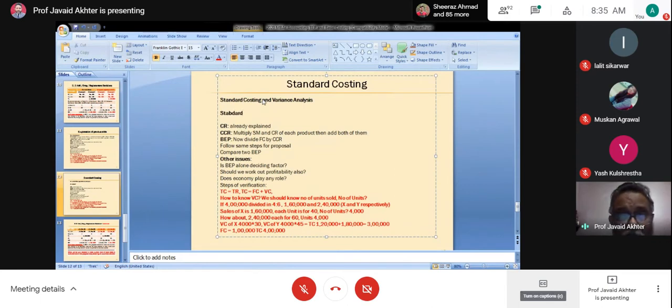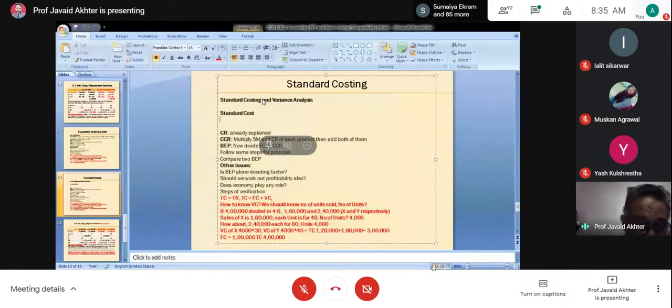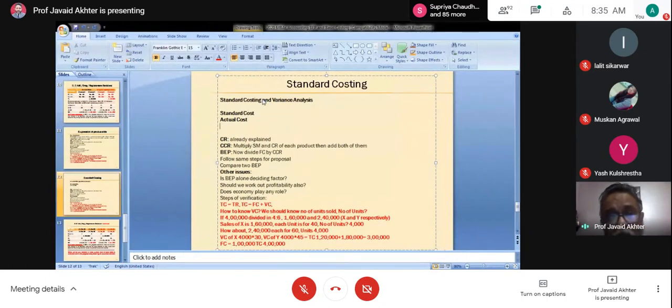Now, once a standard cost has been estimated, well in advance, thereafter the company actually carries on the production. When it carries on the production, it incurs actual cost. So one is the estimated cost, which the company decided, and the other is the real-life one, which it will incur when it starts production.